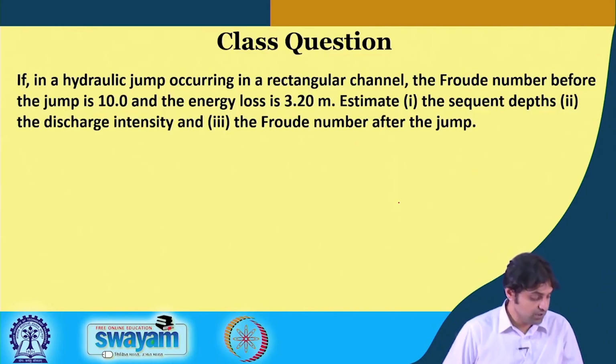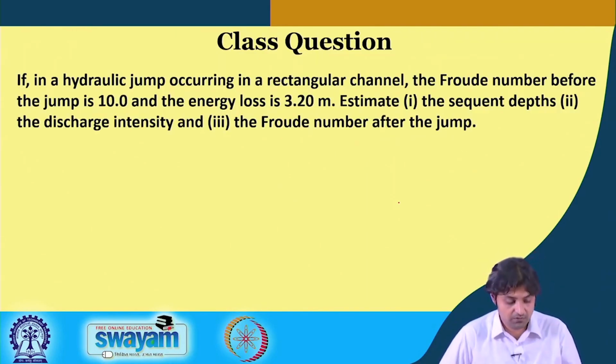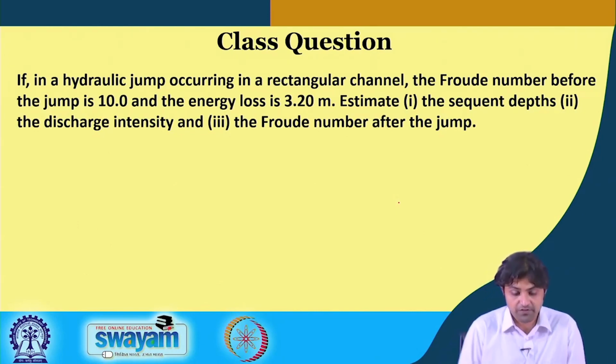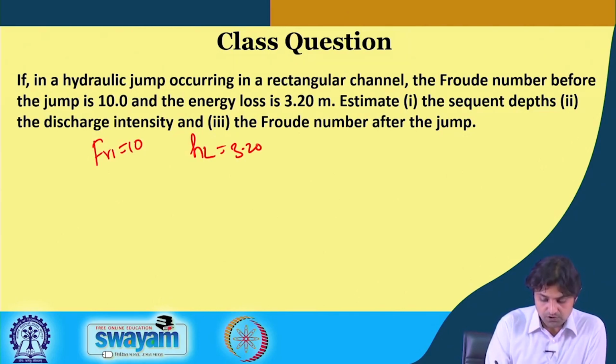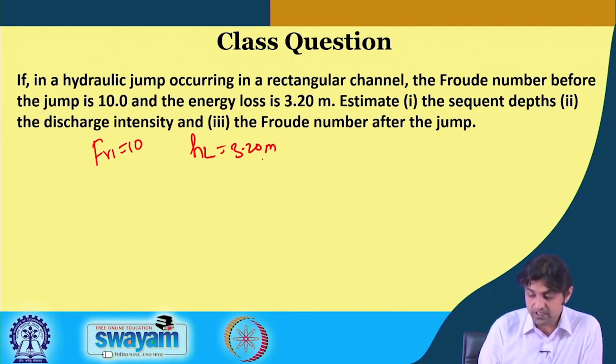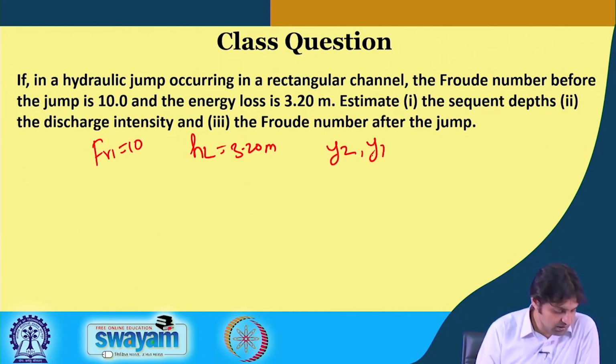So, we go to another basic question which says, if in a hydraulic jump occurring in a rectangular channel, the Froude number before the jump is 10, so Fr1 is 10, and energy loss is 3.20 meter. What is the sequent depth? So, we are talking about y2 and y1, and then it asks about the discharge intensity and the Froude number, HL or EL, whatever you want to call it.